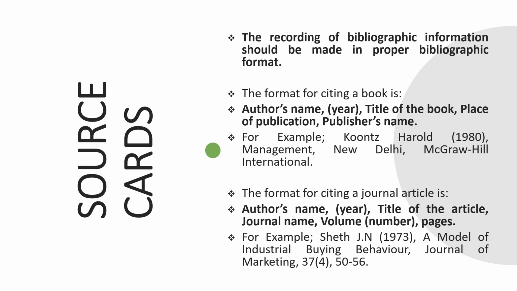For example, for a book, the author name should be first, then year of publication of the book, title of the book, place of publication, and publisher name. For example, Koontz, 1980. The book title is Management, published in New Delhi, and the publisher is McGraw Hill International.